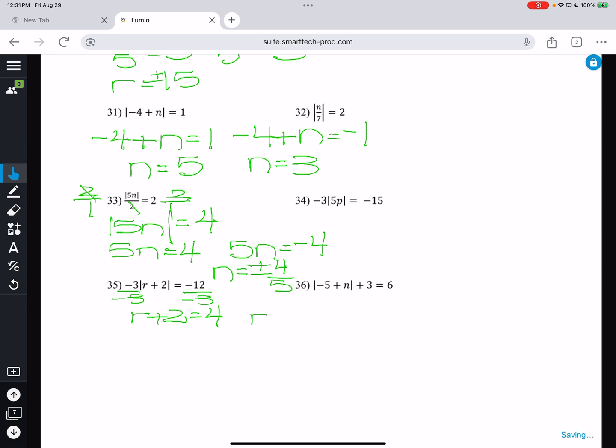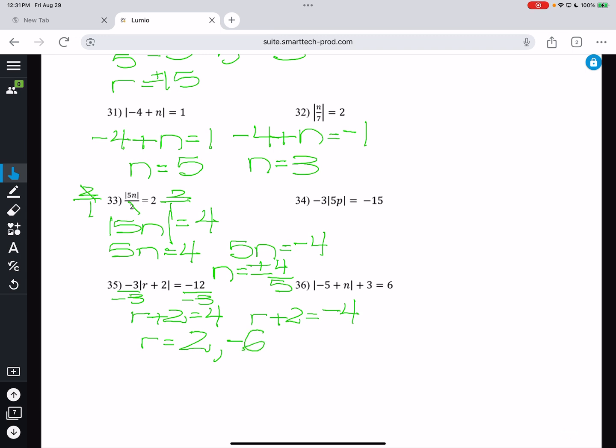And then r plus 2 equals what? A negative. Negative 4. So what are our two options? R could be what? 2 or negative 6. So it could be 2 or negative 6. Okay.